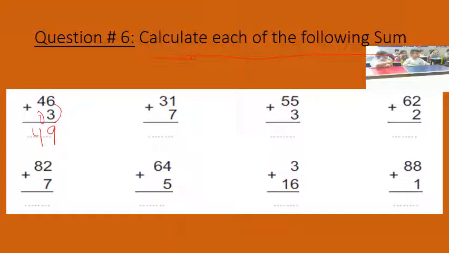Okay, the next one. 1 plus 7. 8. 3 plus 0. 3. 30. 5 plus 3. 5 in your head. 3 on your fingers. 5, 6, 7, 8. 5 plus 0.